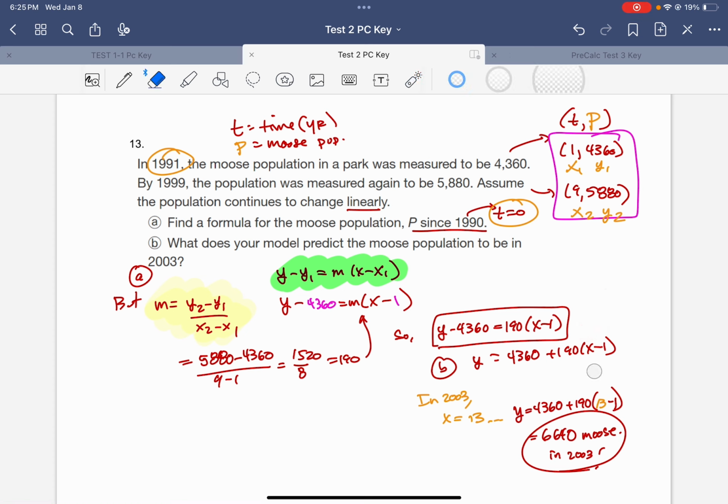Where x in this case is really t, right? X and t are the same thing. Sorry if that's confusing. So they wanted to know what happens in 2003. Well, that would be for an input value of 13. When you plug it in, you get 6,640 moose in 2003.